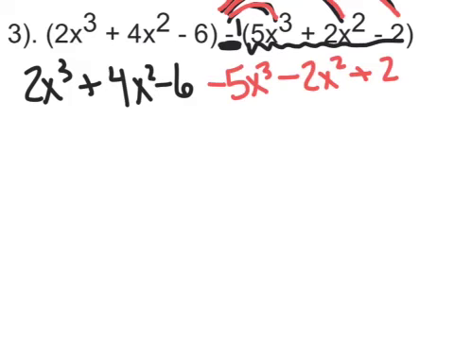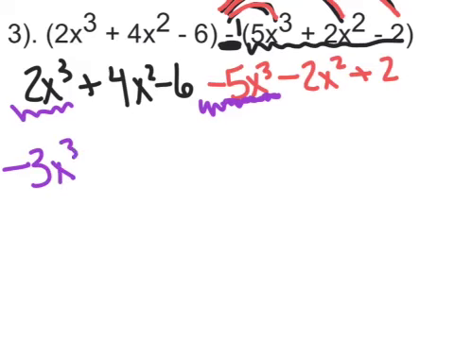So remember, now we're looking for like terms. So I'm going to start with the first one. So 2x cubed. So do we have any other x cubes? And we do right here, a negative 5x cubed. So 2 minus 5 will give us negative 3. Leave the x cubed.